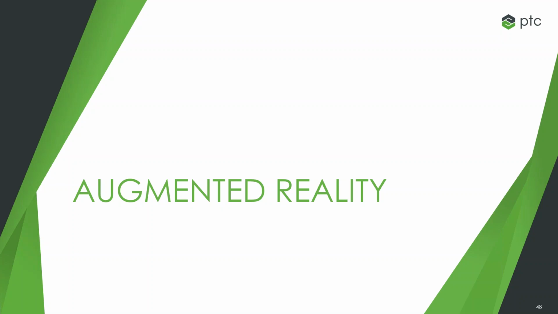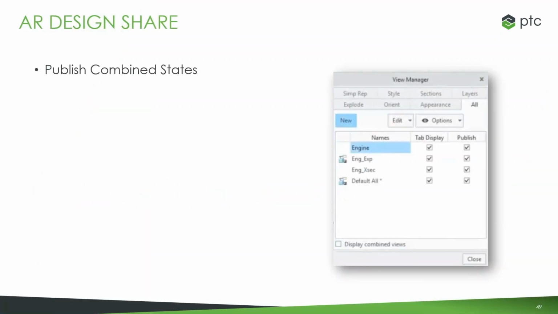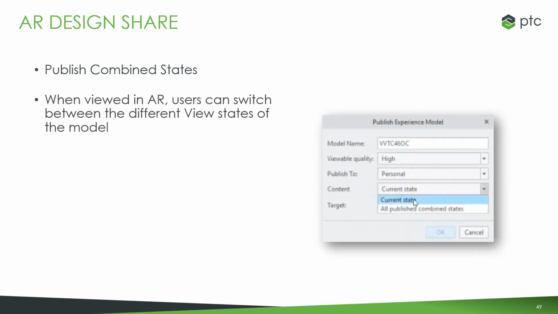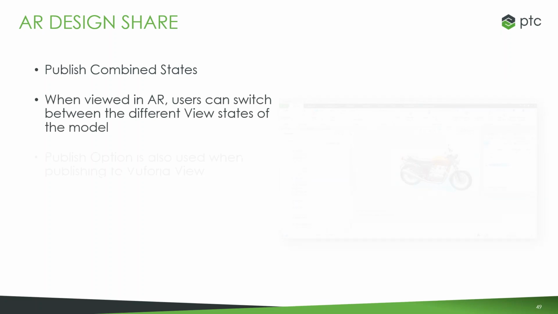So there's a lot of things that we've built out around this. Now specifically, we've included the ability to publish out different combination states as part of that experience. So those combination states can include different exploded views, sections, different appearances. So that can all be included with the models. And with those different states, the user can switch between each of those. So very quickly and easily switch from one view to the next.